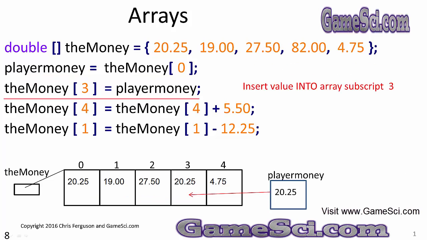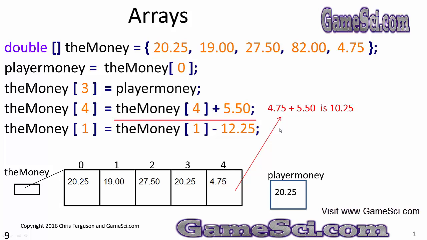And you can also put something into the array. Let's insert a value into array subscript 3. So let's take the contents of the variable player money, 20.25, and assign it to the money subscript 3. So the 20.25 that was stored in the variable player money gets transferred to array position 3. See that 3 right there? What number updated? Position 3 of the array.